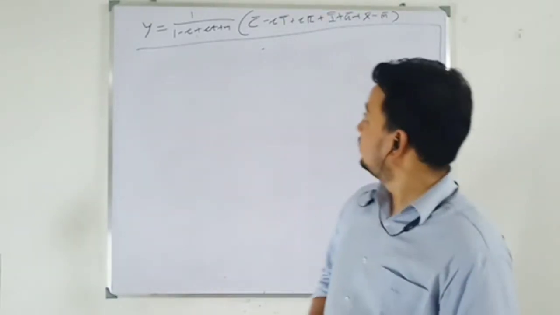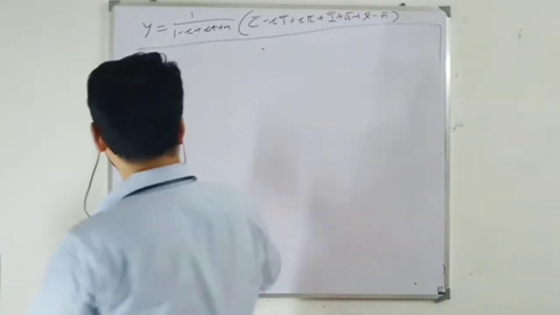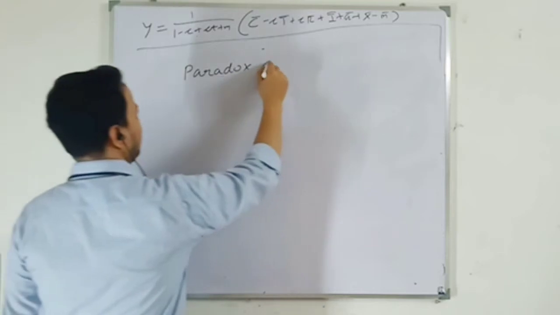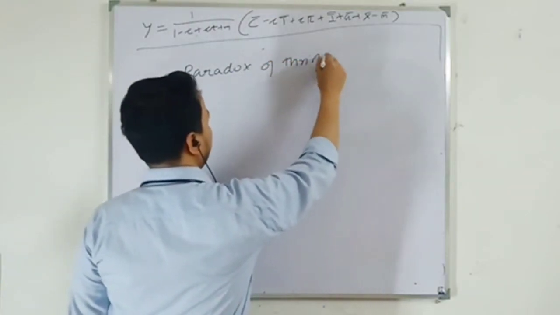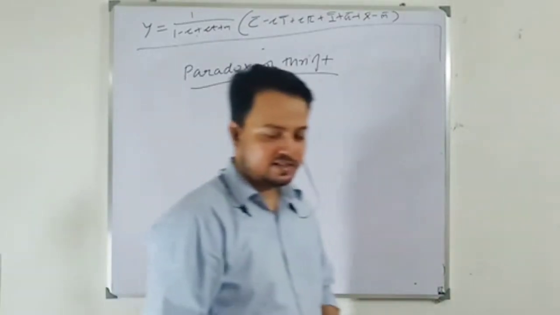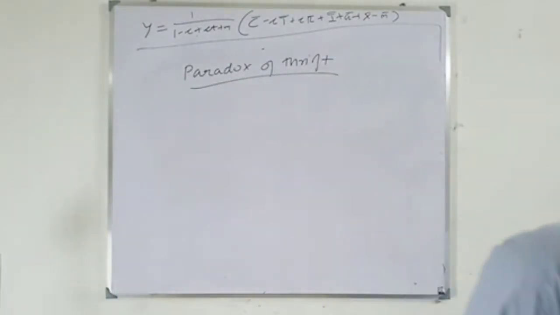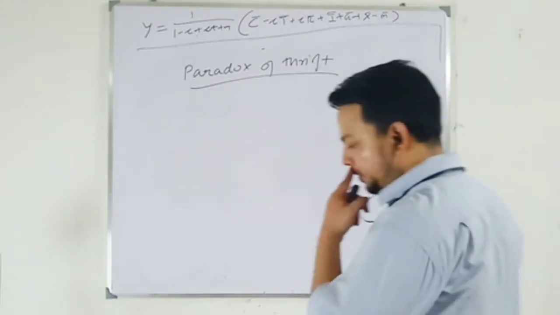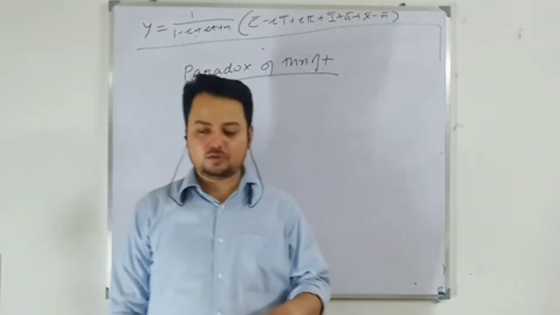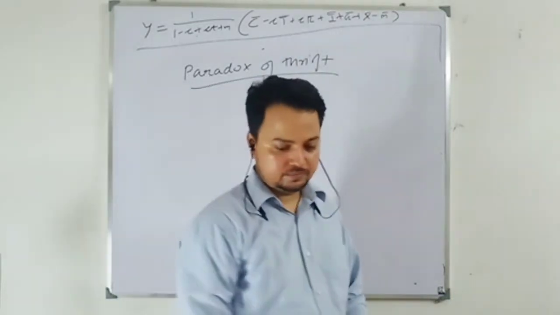Paradox of thrift. Let me write the heading. Paradox means contradiction. Paradox of thrift states that... I have given the concept of multiplier video in the YouTube. You can check it. And this video also I will provide in the YouTube. You can check it.